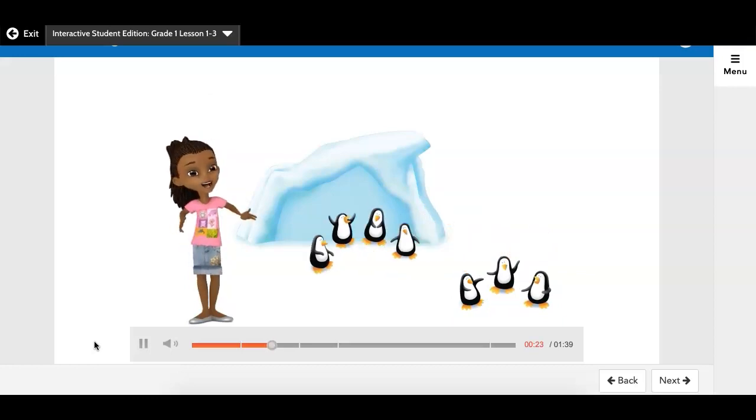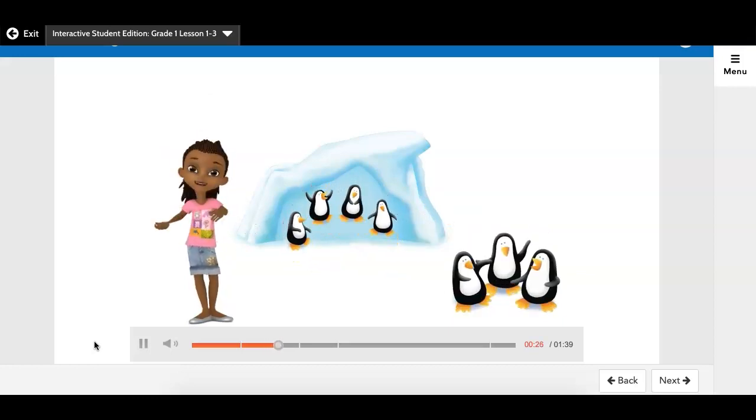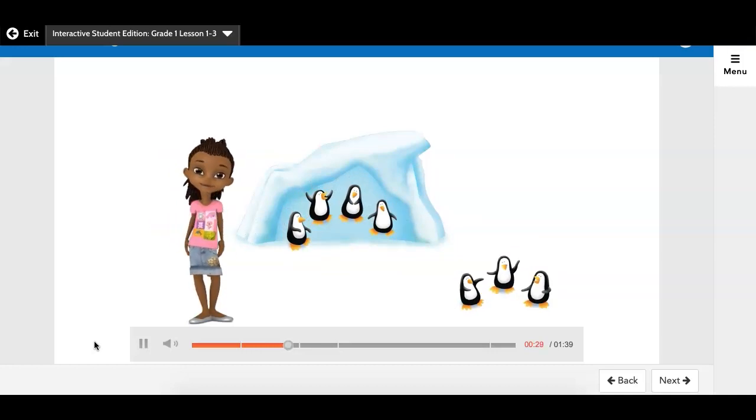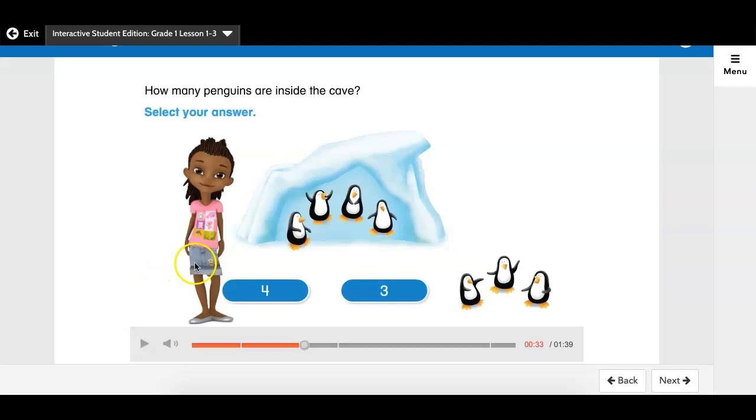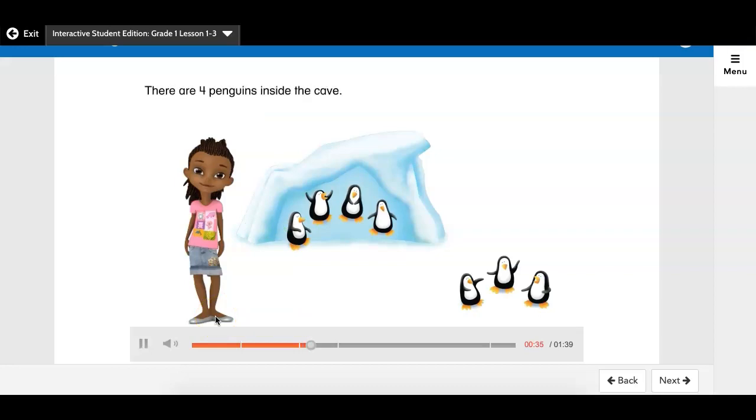Some penguins can go inside the cave and some can go outside the cave. How many penguins are inside the cave? Select your answer. All right, how many penguins are inside of our cave? 1, 2, 3, 4. There are 4 penguins in the cave. There are 4 penguins inside the cave.